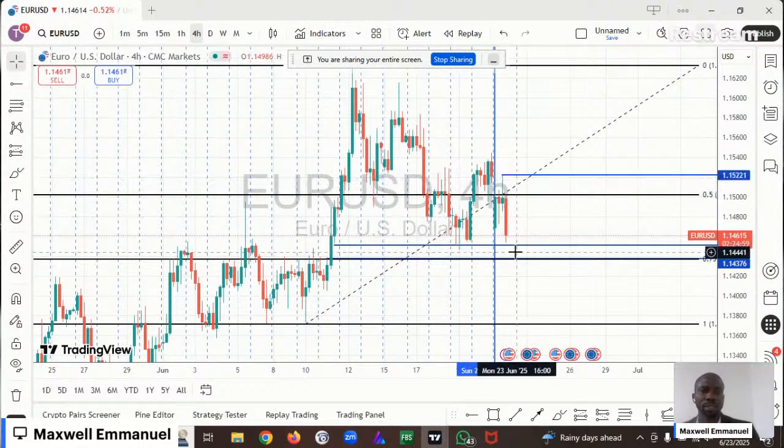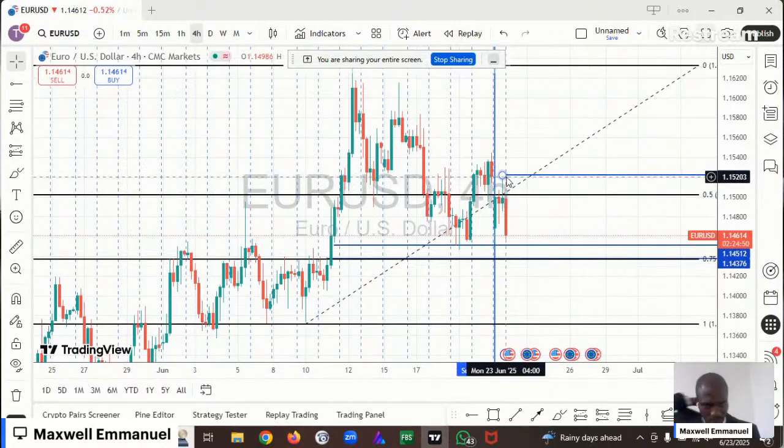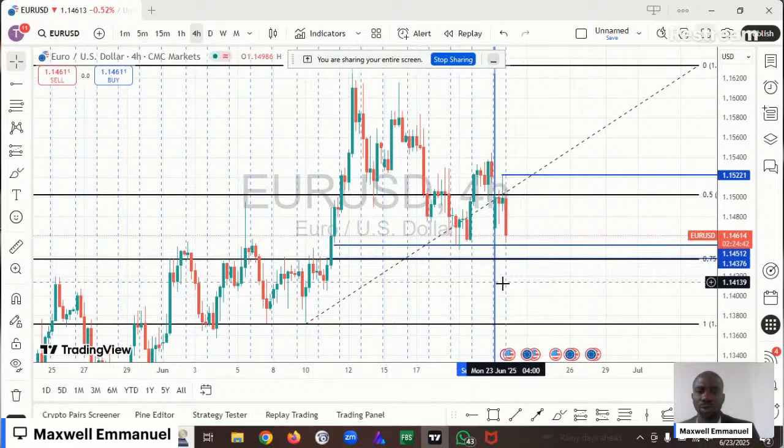So if I'm buying from this zone, I'll be aiming for the high of this candle, where we have a lot of buy stop orders. There are a lot of buy stop orders residing at this high. So that will be my target if I'm buying Euro USD.